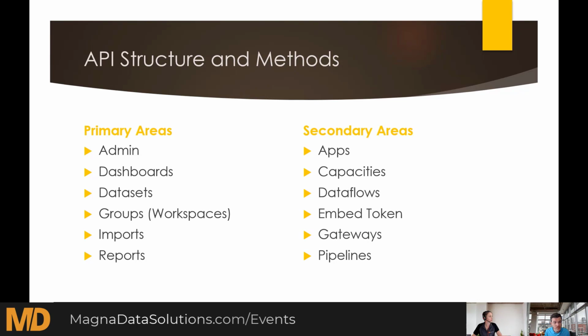Pipelines is something new. It's the ability, with a premium license, to make deployments of your Power BI reports from a development environment into production easier. So you can have a separate development versus production environment, and you can use pipelines for that purpose. That's brand new technology that just came out a month or two ago, and you have to have a premium license. So that's one of the areas of the API.